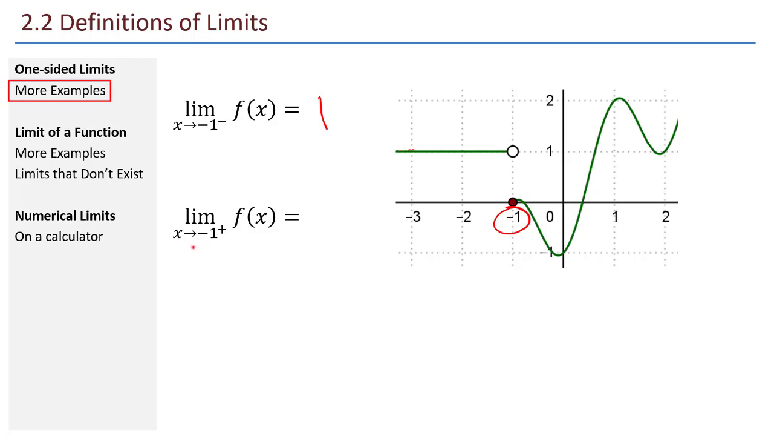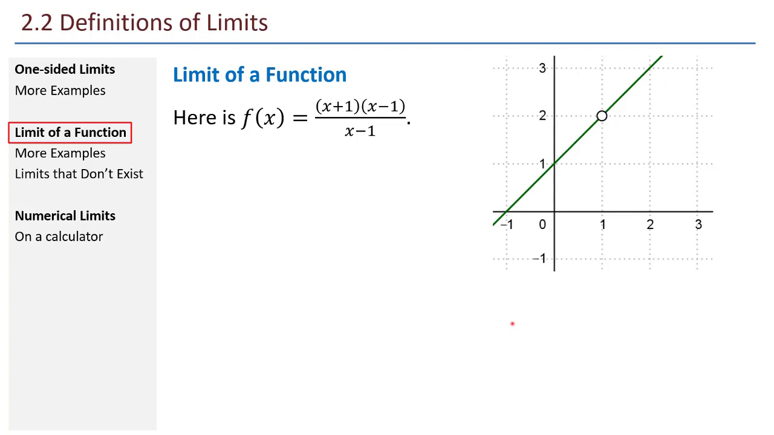How about this? x approaches negative 1 from the right. So what is happening to those function values? The function values go down to 2, down to 1, up to 2, down into negative territory. But those y values ultimately end up at about 0. So hopefully you ended up with 1 and 0 as your answers.